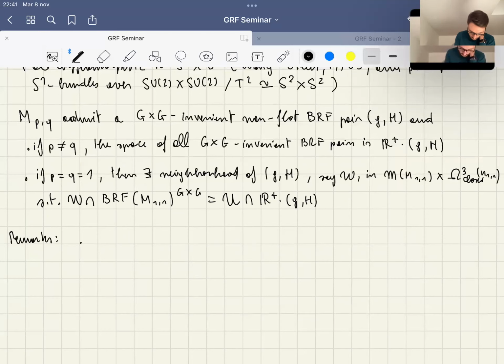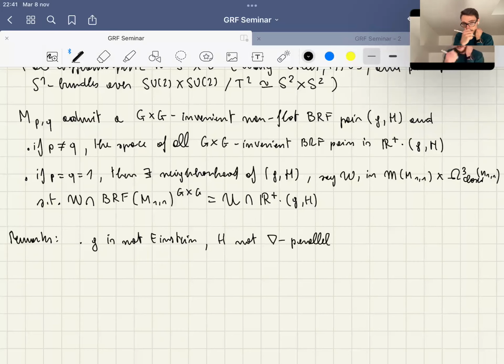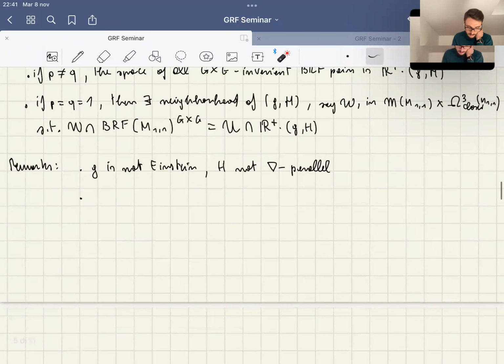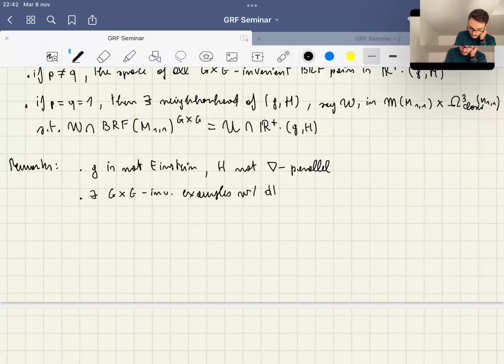So first of all, the metric G in these examples is not Einstein. And moreover, the torsion three form is not parallel with respect to the Bismuth connection. And moreover, if one would like to relax a little bit the hypothesis in this question here, and so not focusing on closed three forms, but any invariant three form, then one can also obtain solutions. So there exist, and it is not difficult to find them in the first case where P is different from Q, G cross G invariant examples with H not closed and zero Ricci tensor for the Bismuth connection and non-zero curvature for the Bismuth connection.